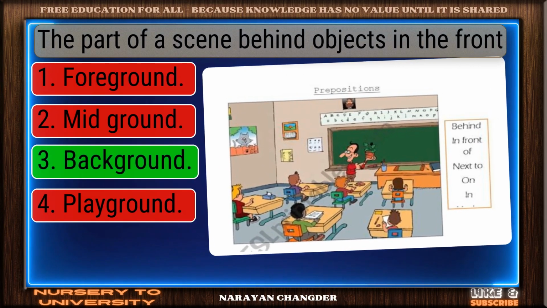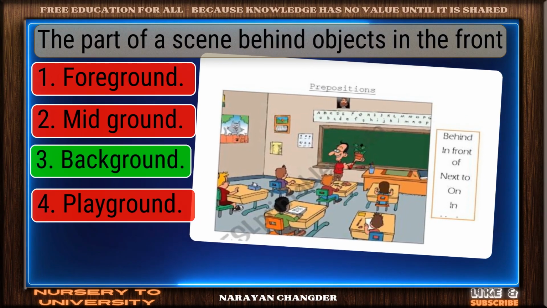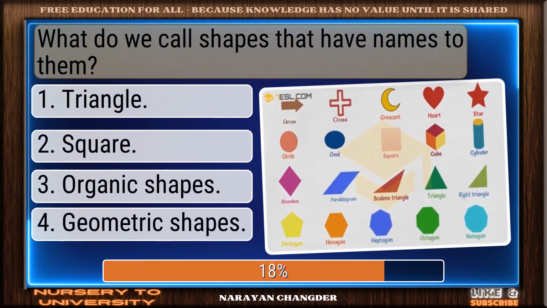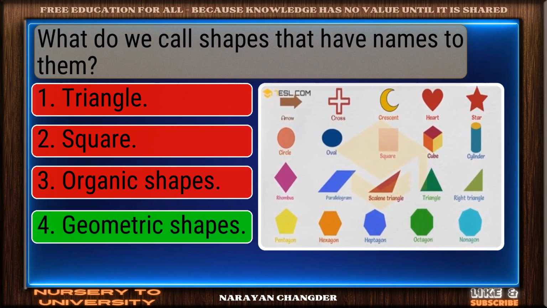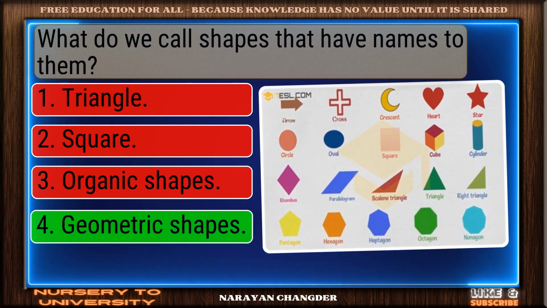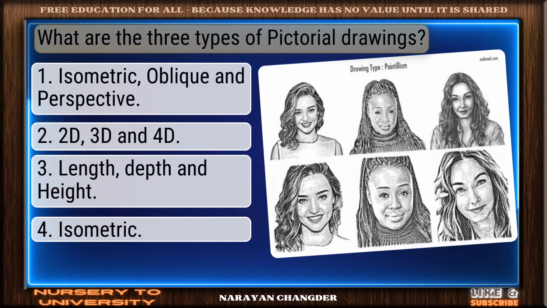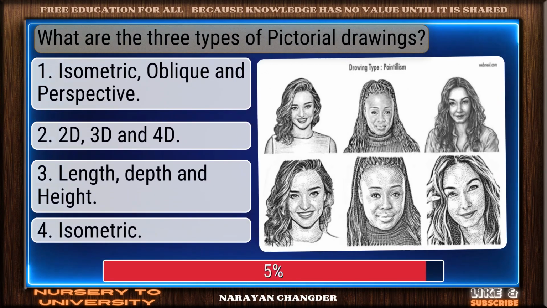Well done. Background is the right choice. What do we call shapes that have names to them? Nice work. You chose geometric shapes and it is correct. What are the 3 types of pictorial drawings?